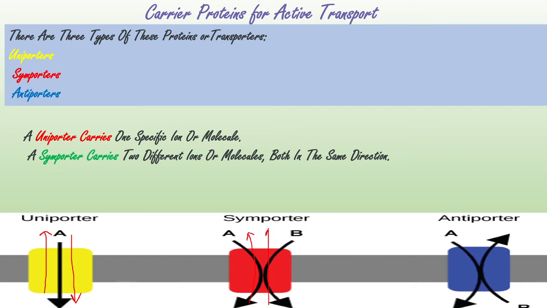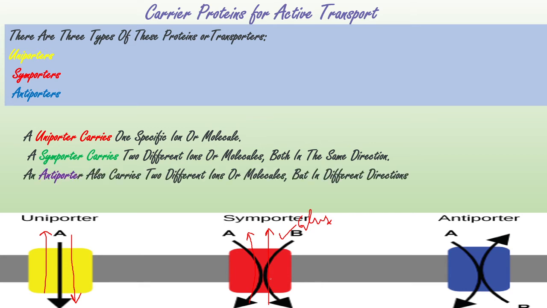The most striking example of this is the sodium-glucose pump, where glucose and sodium are transported. And third is antiporter.